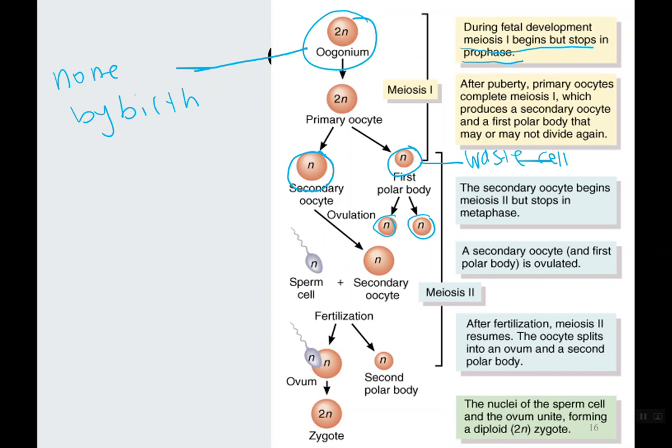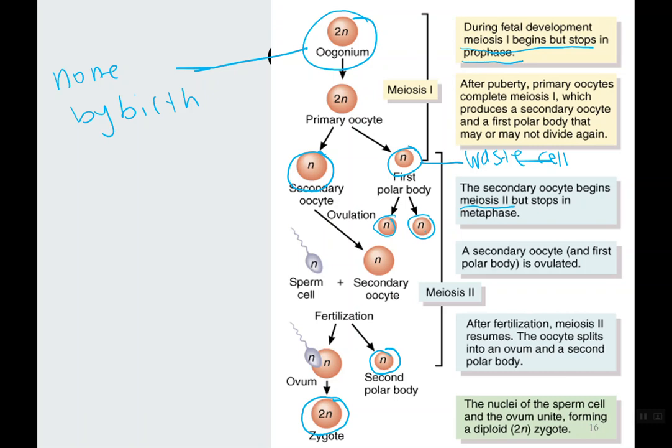So the secondary oocyte gets about halfway through meiosis 2, but stops in metaphase. So everything is poised at the metaphase plate, waiting for anaphase 2. If a spermatozoan manages to fertilize the secondary oocyte, then meiosis 2 is completed, and the second formal polar body is produced. The result of fertilization is a diploid zygote, which is the first cell of the new individual.